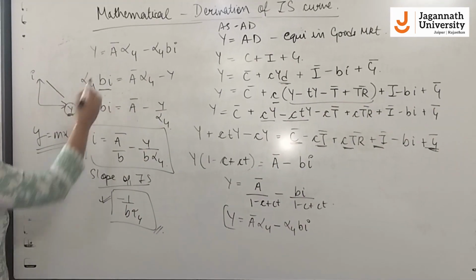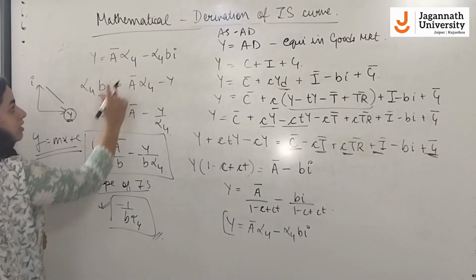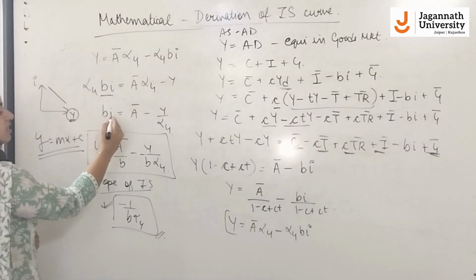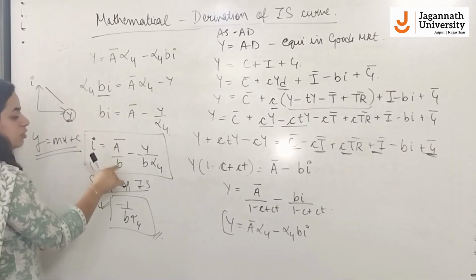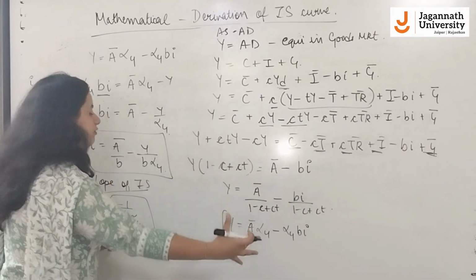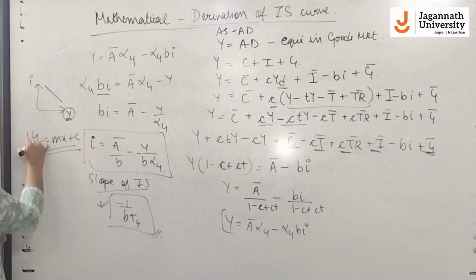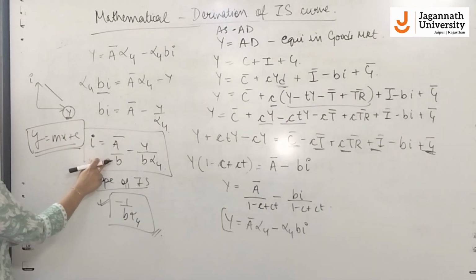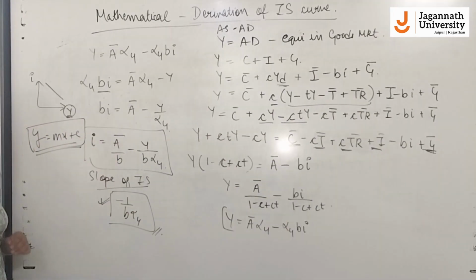After doing that, we single out Bi, we bring Bi onto the left side, and then we want only the I here to bring it into the IS equation form. After doing that, we use the slope formula to find the slope of IS, and this is my slope of IS.